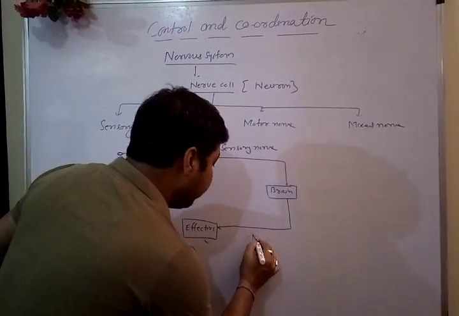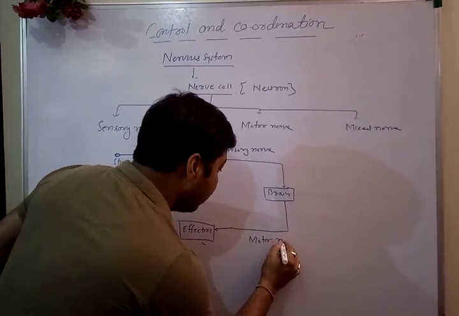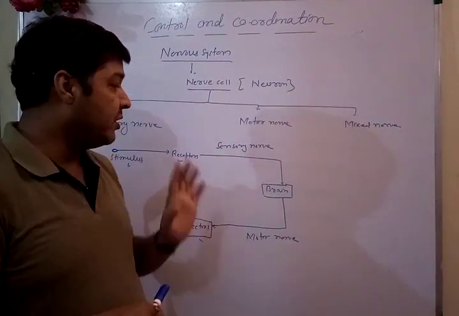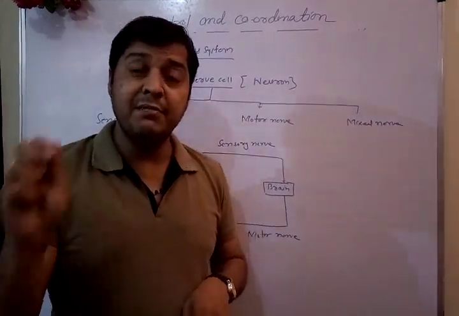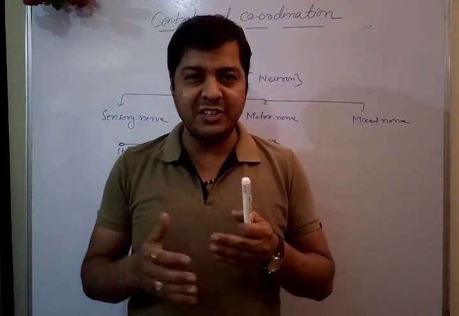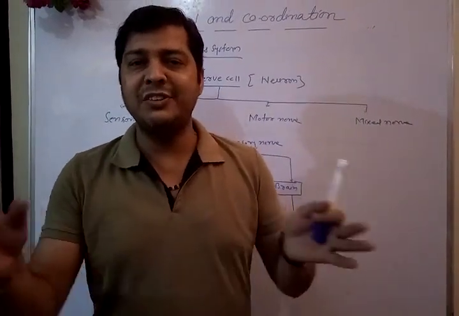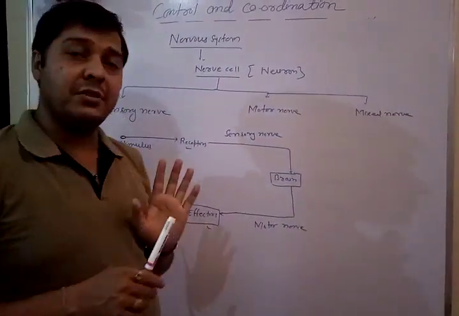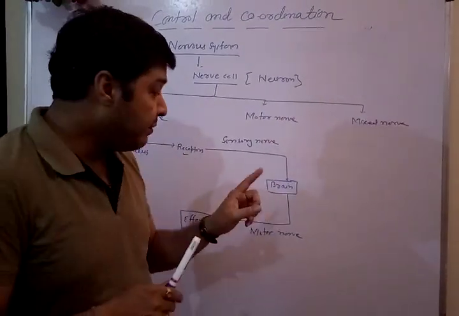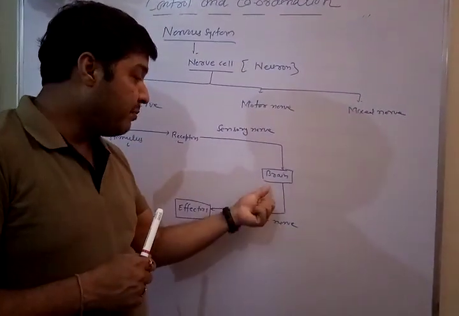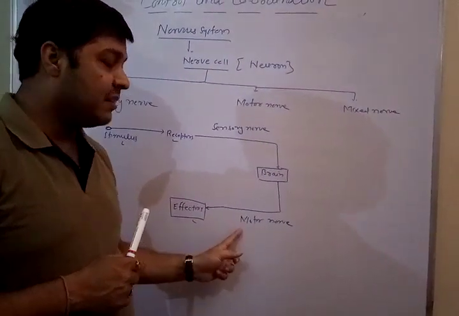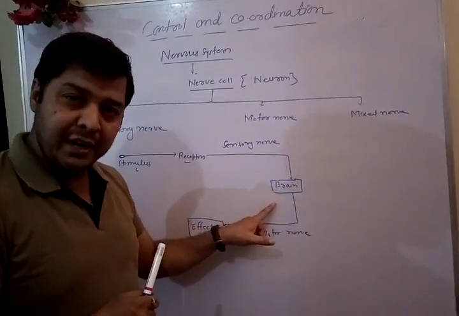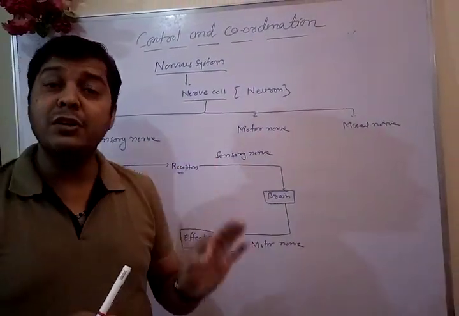And here, if I write about motor nerves: when the brain receives the message from the sensory nerve, yes, a snake is there. The snake is black, very long. It belongs to the krait species. After a snake bite, there is a chance of death. So the brain will send a message to the effectors. The nerves which receive the message from the brain and give it to the effectors are called motor nerves.